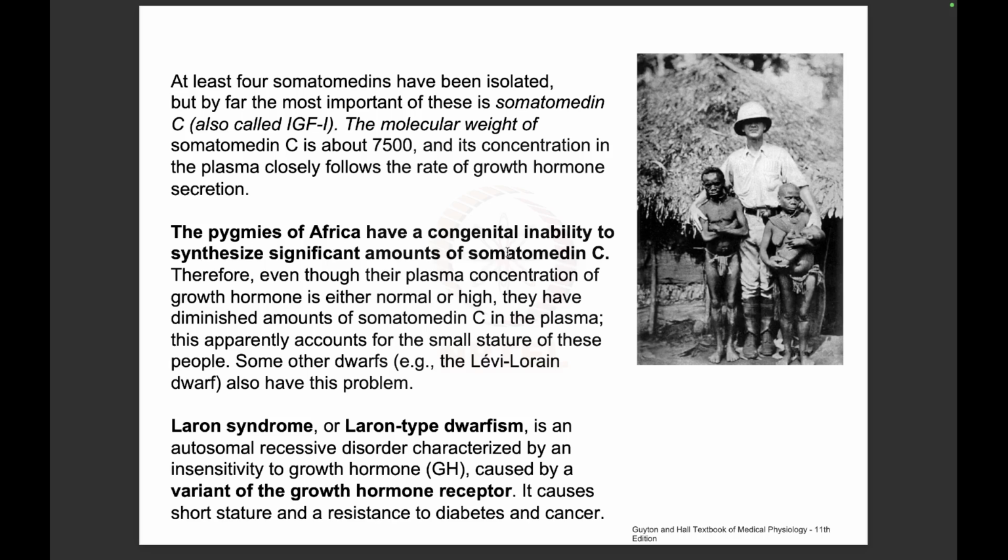The pygmies of Africa have a congenital inability to synthesize a significant amount of somatomedin C. Therefore, even though their plasma concentration of growth hormone is either normal or high, they have a diminished amount of somatomedins in the plasma. This apparently accounts for the small stature of these people. Some other dwarfs also have this problem. Laron syndrome, or Laron-type dwarfism, is an autosomal recessive disorder characterized by an insensitivity to growth hormone caused by a variant of the growth hormone receptor. It causes short stature and resistance to diabetes and cancer.